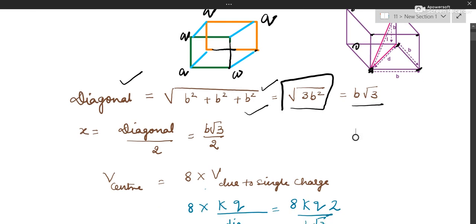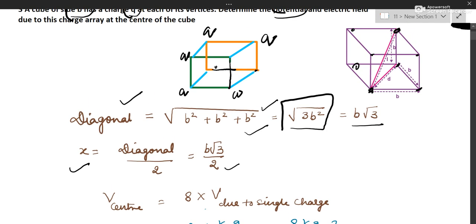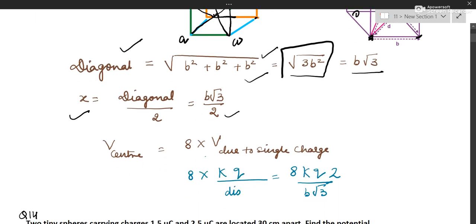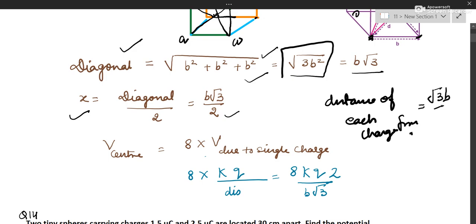Now what is the half length of the diagonal? It will be divided by 2. So why have we found the half length of the diagonal? So that we know the distance of each charge from the center. The distance of each charge from the center is half of the diagonal, equal to diagonal by 2.